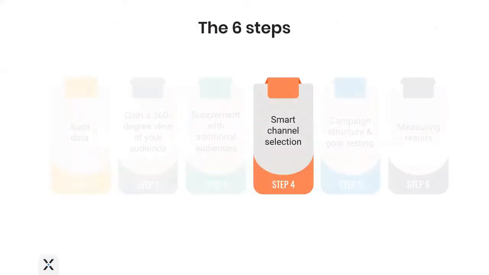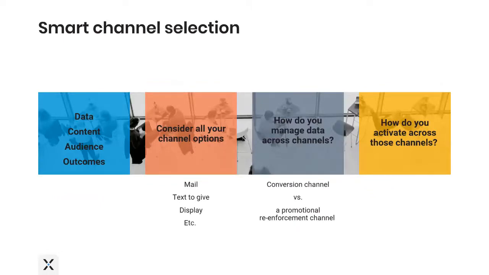All right, we're going to get to step 4. We're getting closer here. All right, so smart channel selection. You need to engage in channels where you have the ability to target, refine, audit, and measure. And this is really important because at the end of the day, when you look at what your channels are, you need to look, do I have the data to engage in the channel? Do I have the content that the channel requires? Do I have the audience that's interested in the channel?